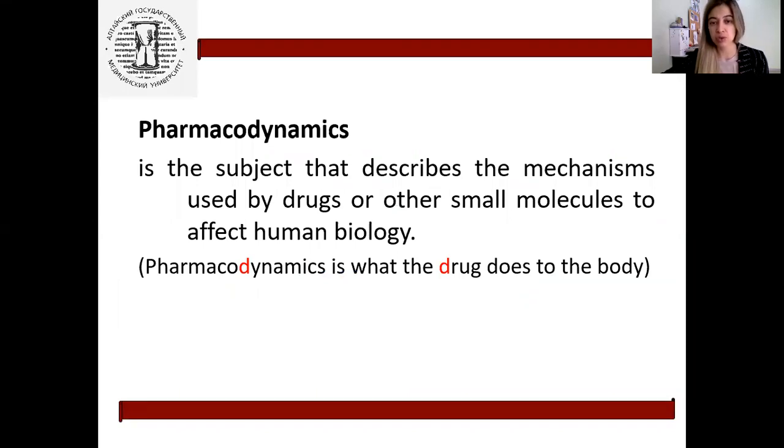Pharmacodynamics is the subject that describes the mechanisms used by drugs or other small molecules to affect human biology. So how to remember that easily? Pharmacodynamics is what the drug does to the body. What actually the drug can affect, which process it can affect, which cells, which biological molecules of our body the drug can affect.